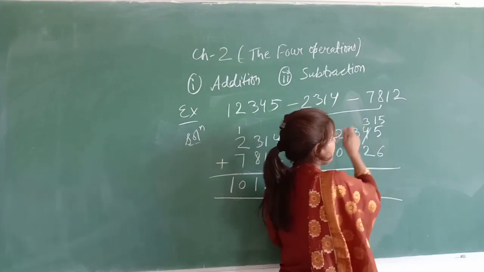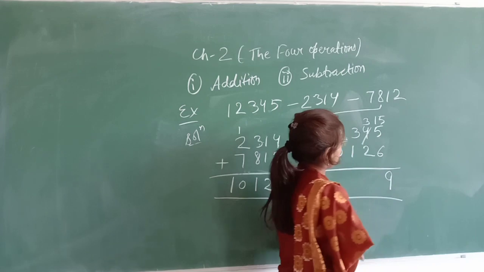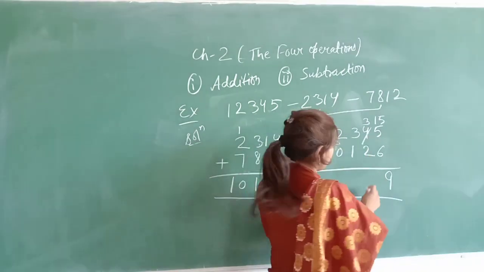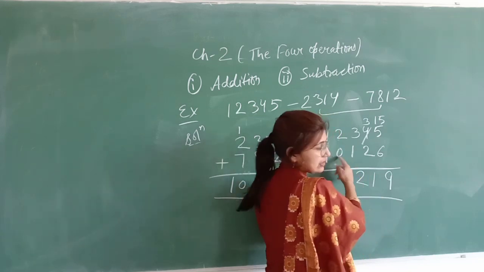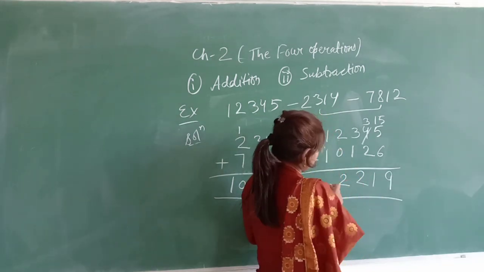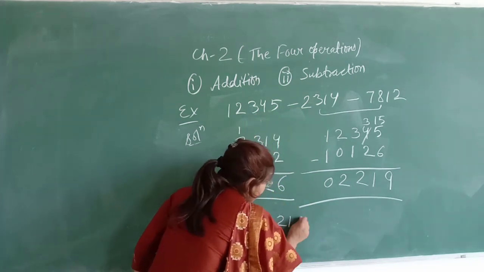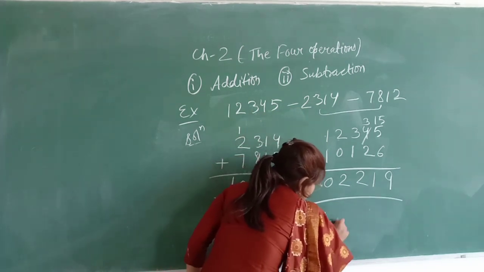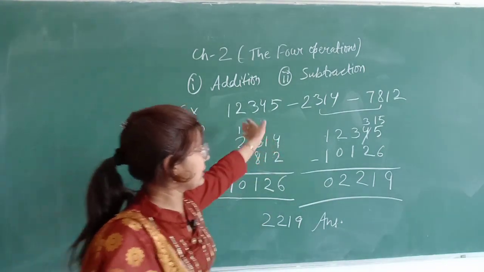And it will become your 3. 15 minus 6 will give you 9. Now 3 minus 2 is 1. 3 minus 1 is 2. 2 minus 0 is 2. And 1 minus 1 is 0. So 2, 2, 1, 9. 2, 2, 1, 9 is your answer. Got it? Children, you can see it.